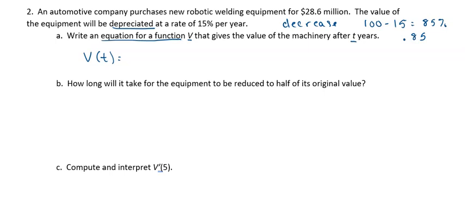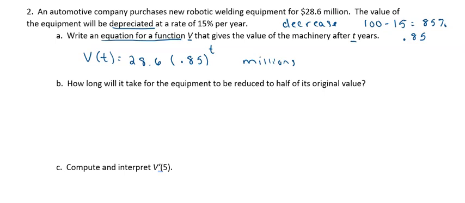So if we start with our original value of 28.6 million, and we multiply it by our 0.85, we would do this year after year after year after year. So we can raise it to our exponent of t. And the units would be millions, so we'll just write that this will be in millions. So there we go. Now we have an equation that is modeling our depreciation of our welding equipment over time.